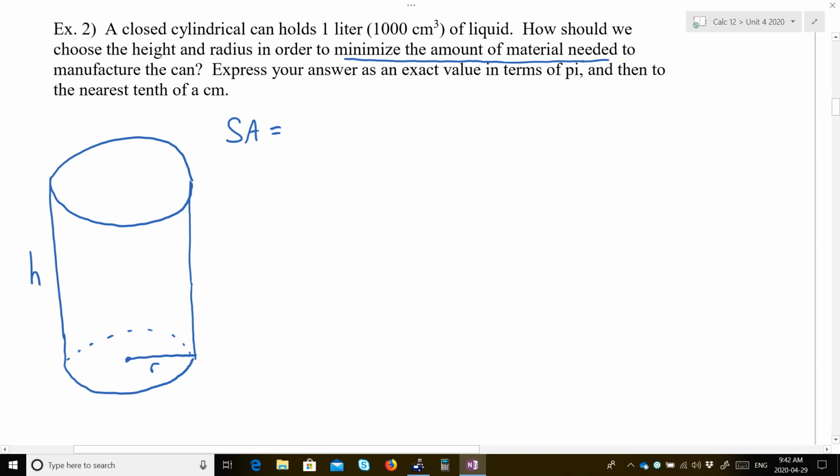And the surface area of a cylinder, it's a closed cylindrical can, so we've got a top circle and a bottom circle, and they're both pi r squared. So 2 pi r squared for the area of the two circles. And then that sheet, sort of the middle section, comes from 2 pi r times the height. Okay, so that's the formula for the surface area of a cylinder.